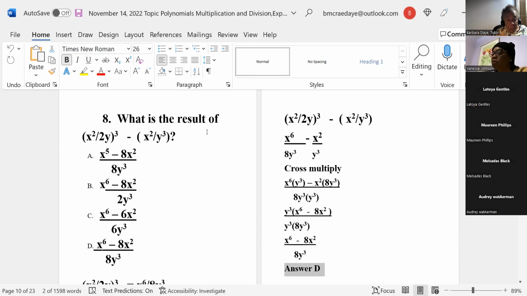The key thing for you to remember here is whenever you're raising a fraction like this to a power, you raise everything to the power, coefficients and variables. So you can't just say y to the third, you have to say 2 to the third and also y to the third. That's how you get 8y to the third.